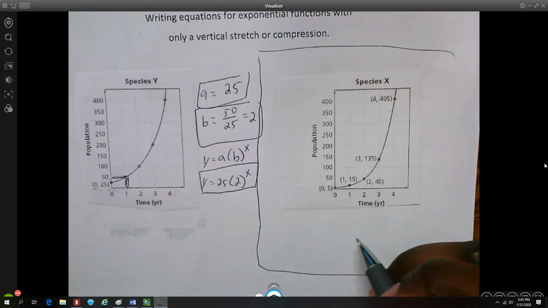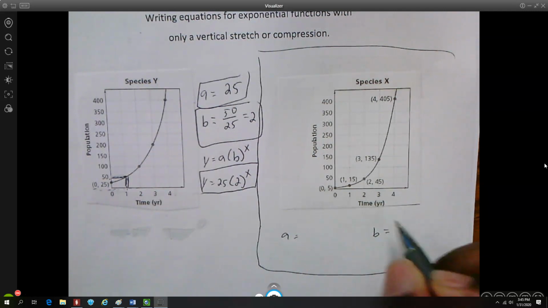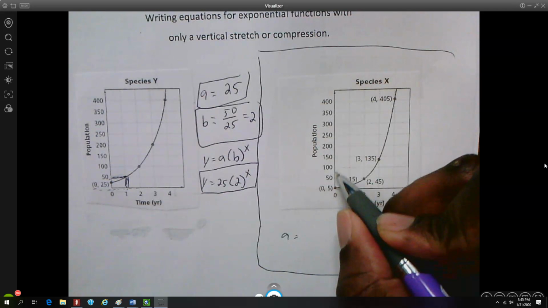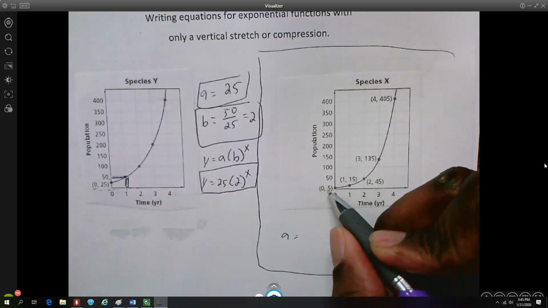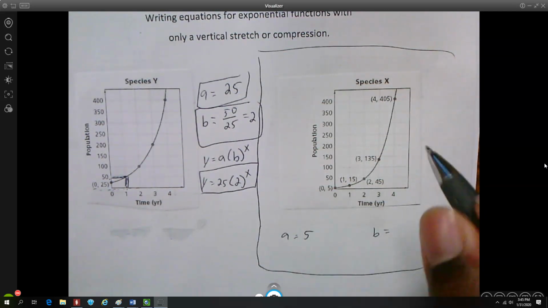over time. So again, you need to find a and you need to find b. In this case, it's kind of hard to tell a because they're counting by 50s. So they did you a favor by giving an ordered pair here. The a value is 5 because that's the y coordinate of the y-intercept. So a is 5.